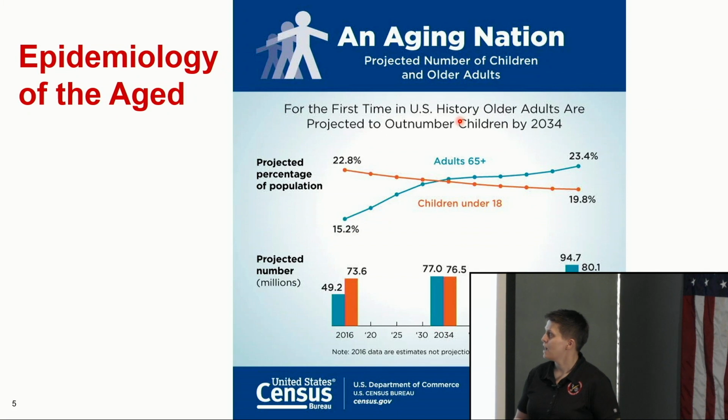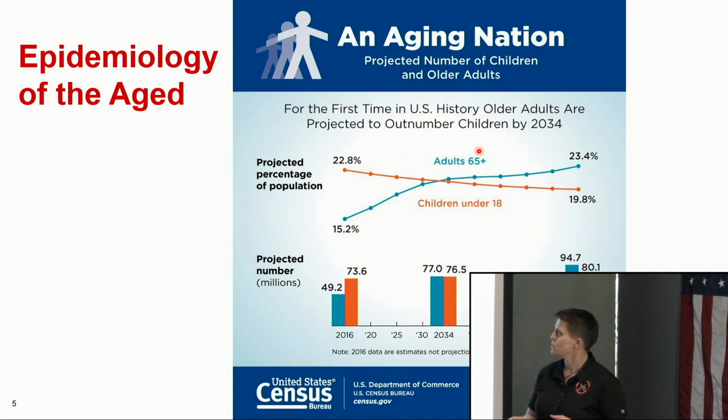Finally, this is a neat infographic to show the projected trends of the age of patients over time in the general population. We are nearing a tipping point around 2034, where the number of adults age 65 and over is going to outnumber the number of children. This has never happened in the history of the United States, and so it's going to be an interesting change and an interesting evolution for our population.